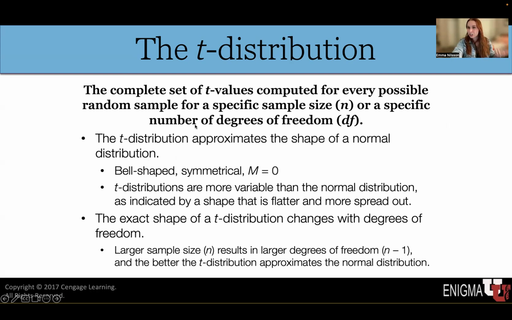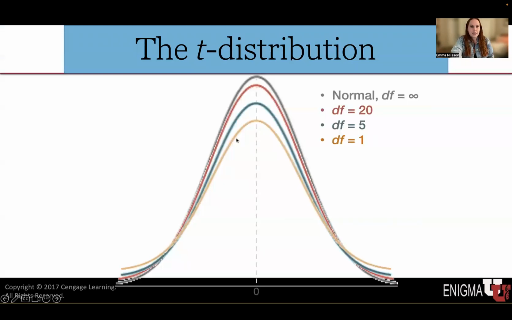And actually, the exact shape of a t-distribution is going to change with the degrees of freedom, or in other words, it's going to change based on your sample size. Let's look a little bit into that here. So here is our normal distribution in gray, or in other words, this is what the t-distribution would look like if your degrees of freedom were infinity, if your sample size was approaching infinity, right? You can see that as your sample size or your degrees of freedom get smaller and smaller, the t-distribution gets flatter and a little bit wider.